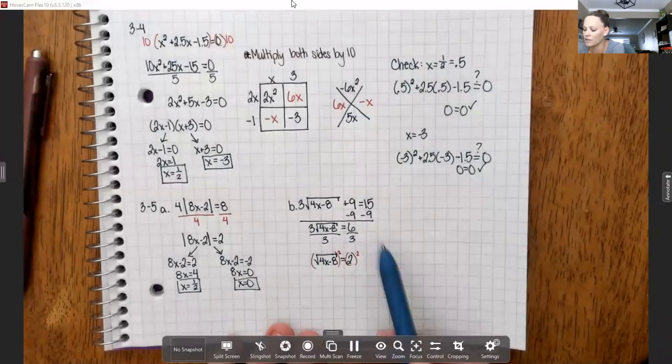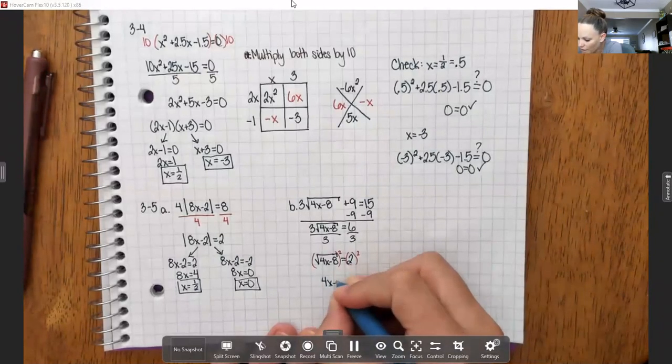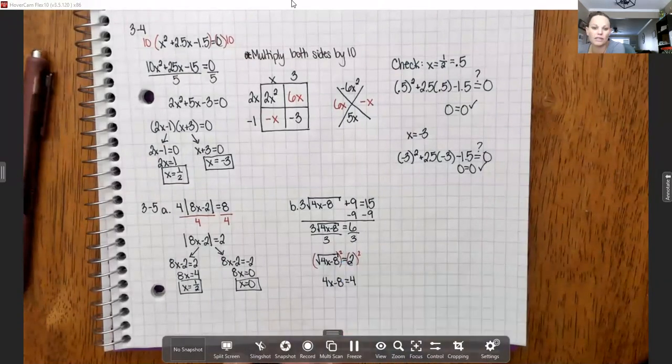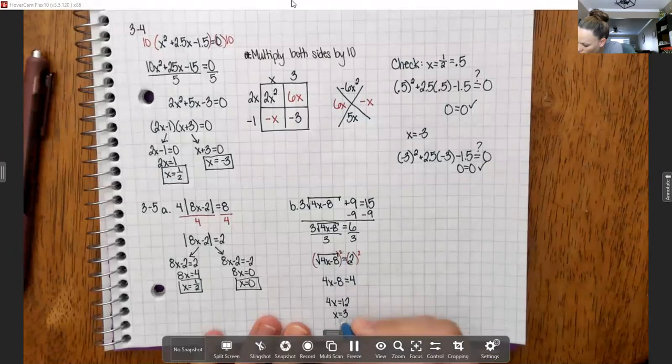It's kind of the opposite of what we did at the beginning of the lesson today. So 4x minus 8 is equal to 4. The squared and square roots cancel out on this left side. 4x equals 12 and x equals 3.